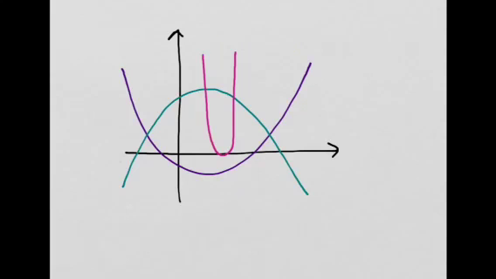Let's get started. As you see, here are some graphs of some quadratic functions. All graphs of quadratic functions are in the form of a U. Just like linear functions were always in the form of a line, quadratic functions are always in the form of a U. Let's go deeper.